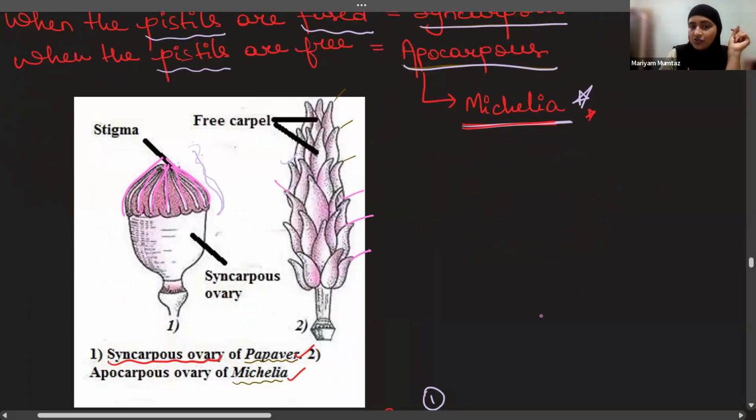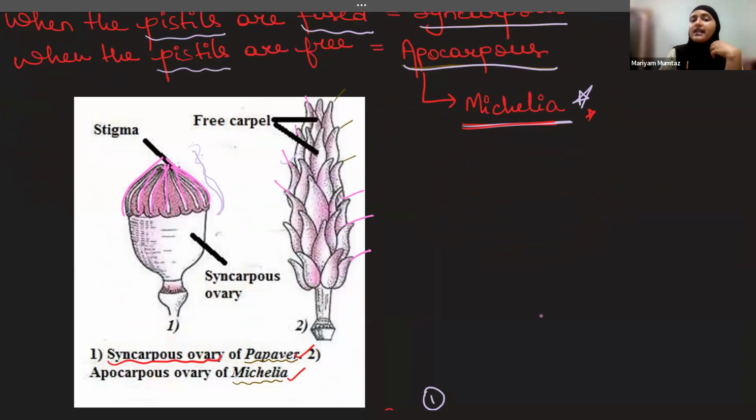None of it is joining another. All of the ends are free. So this type is known as apocarpous, wherein the carpels are free. And this is found in Michelia. So Papaver and Michelia. Two examples to remember, very important.